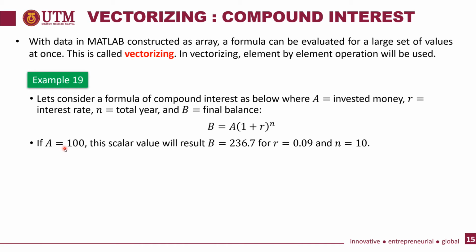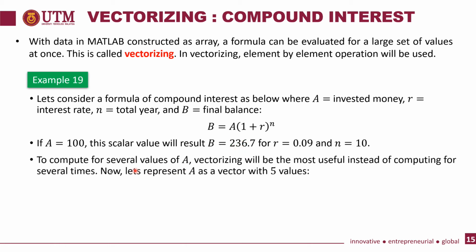Initially you initialize A as 100, so the scalar result will be 236.7 if the value of R is 0.09 and the value of N is 10. For the first step, you only execute one value, like a scalar only, so we get the result of 236.7. But what if you compute this expression for different values of A? It means that you are initializing A as a matrix with different sizes.